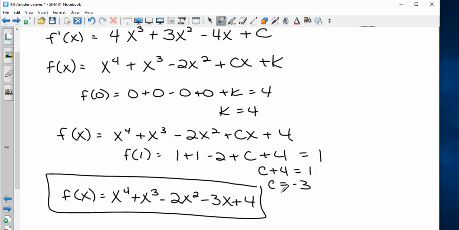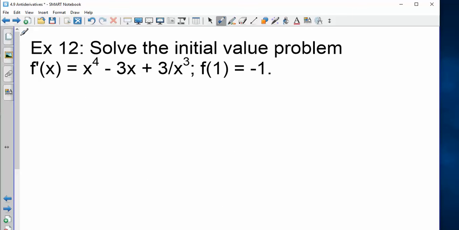Let's go ahead and do one more, then we'll stop. Sometimes you might hear this called an initial value problem. I'm asking for the same thing. I've given you f prime, and I've given you some characteristic about f. So what I'm asking you to do is find the antiderivative. And because I've given you this piece, we're going to be able to find our constant.